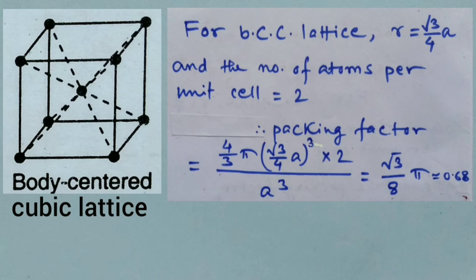For BCC lattice, R equal to root 3 by 4 into A and the number of atoms per unit cell equal to 2. Thus packing factor equal to 4/3 pi root 3 by 4 into A whole cube into 2 by A cube equal to root 3 by 8 into pi, nearly equal to 0.68.